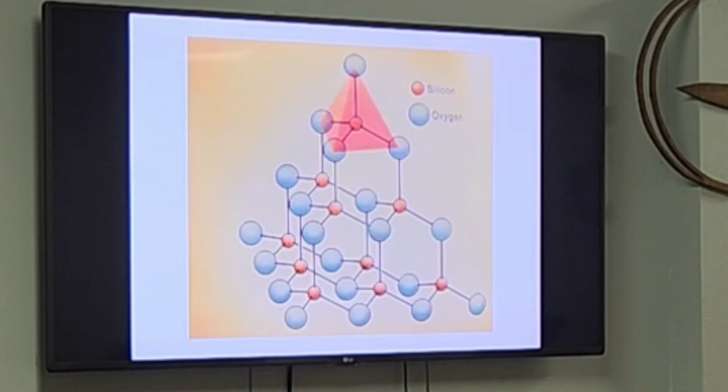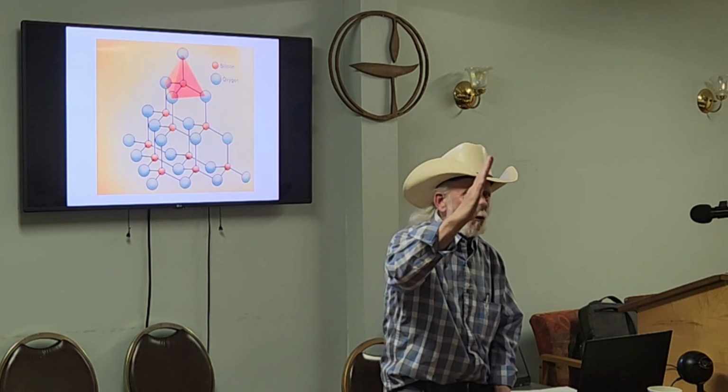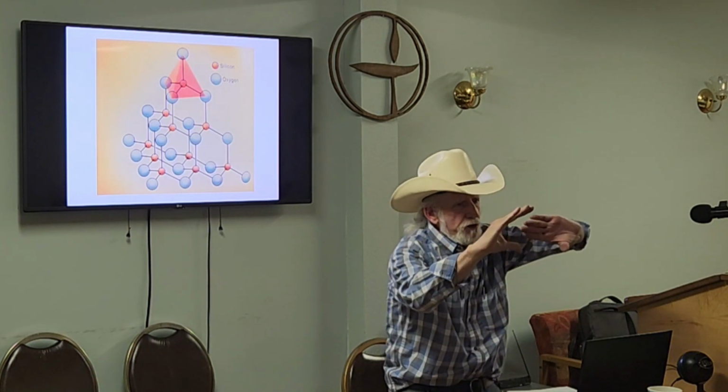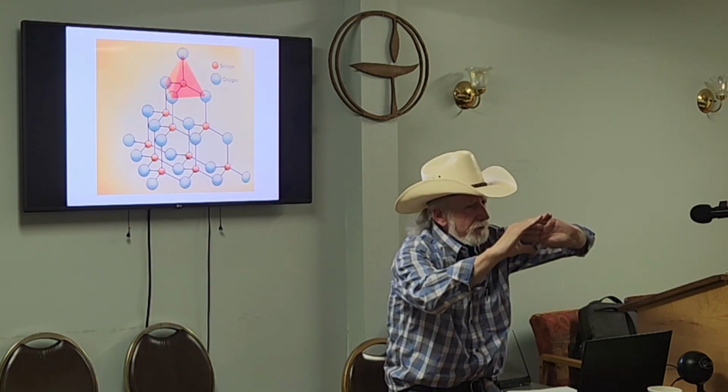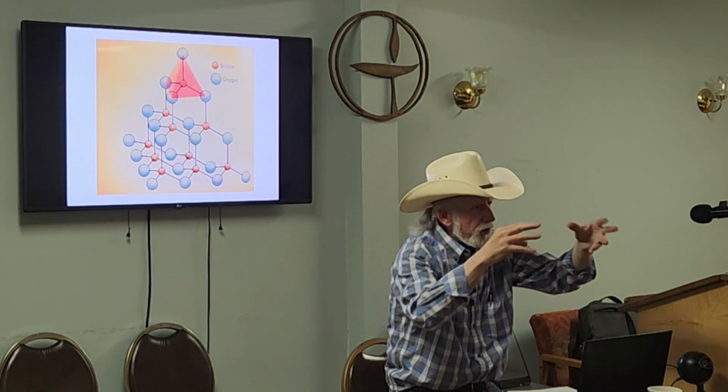Picture this in 3 dimensions. See the little red pyramid? It has 4 sides. I can put my fingers on it this way. 1 side, 2 side, 3 side, 4 side. It's a pyramid, a tetrahedron. It's hard to see that just from the picture. That's why I wanted you to handle it and see it.